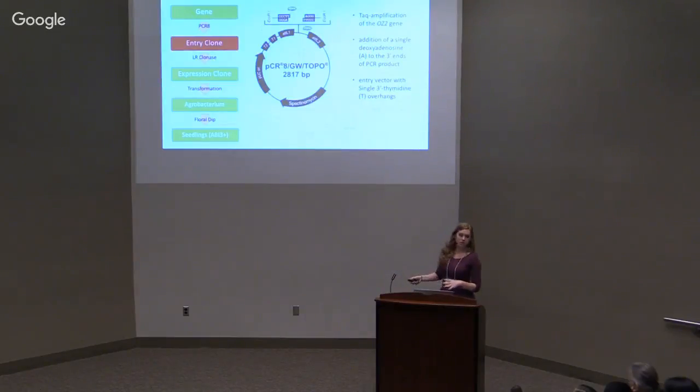Now, after isolating the gene of interest, OZ2, the first step is to transform it into a vector called the entry clone. This process is relatively simple. The gene is first amplified, and then single deoxyadenosine protrusions are added to the 3' end of the PCR product, which creates a sort of puzzle piece template, which you can use to easily insert it into the entry vector using T overhangs that you can see in this picture.